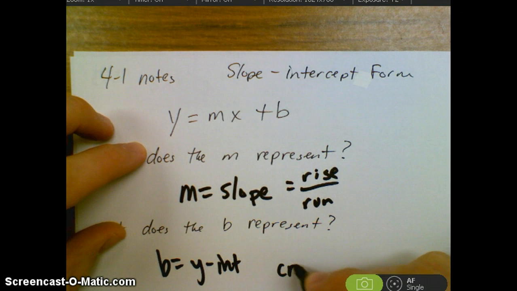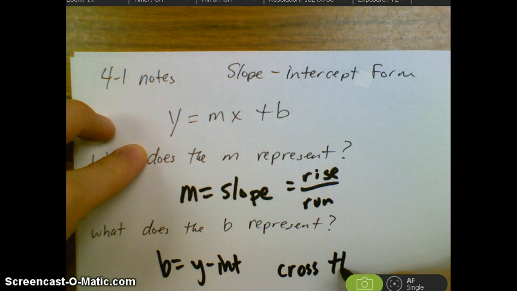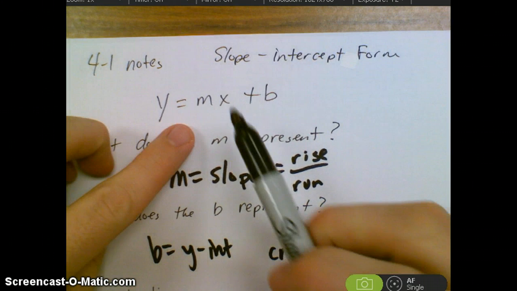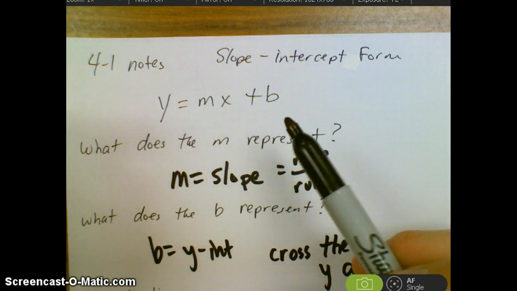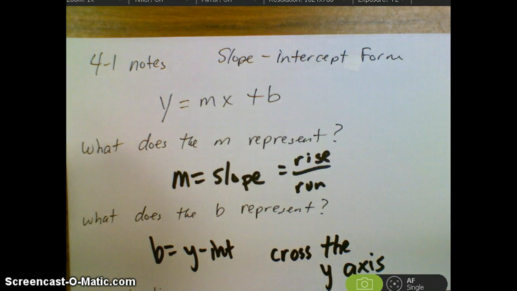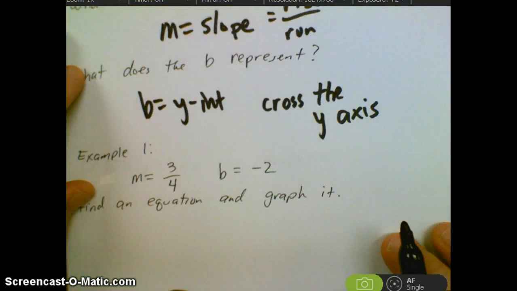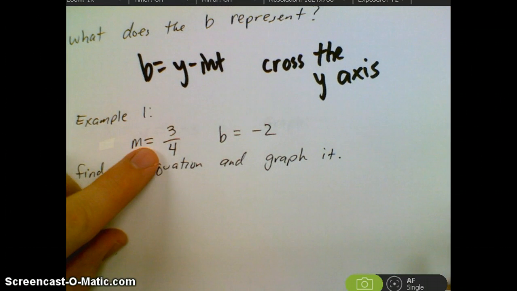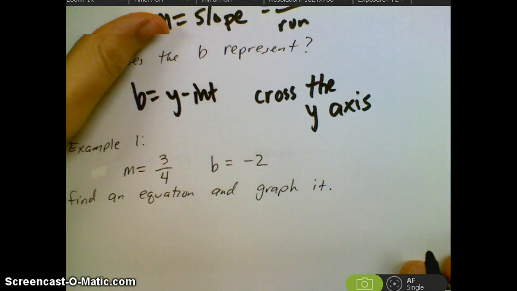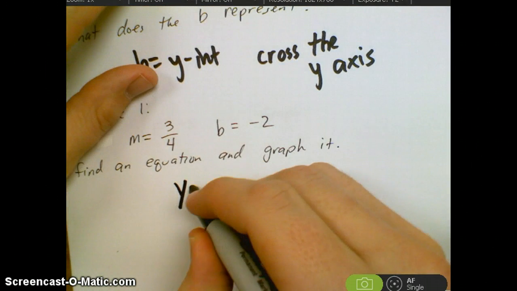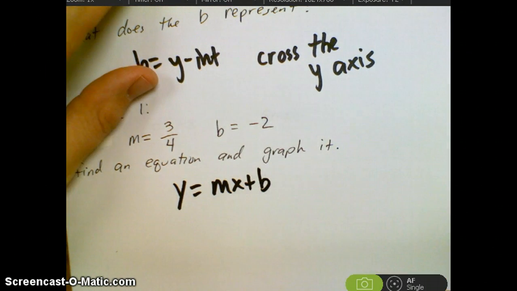So where it crosses the y-axis. So this is our slope, this is our y-intercept. So when we're building an equation, if we have the slope and the y-intercept, we just got to put the stuff in the right spots and we have it. So if we look at example 1, the writing of the equation is pretty easy.